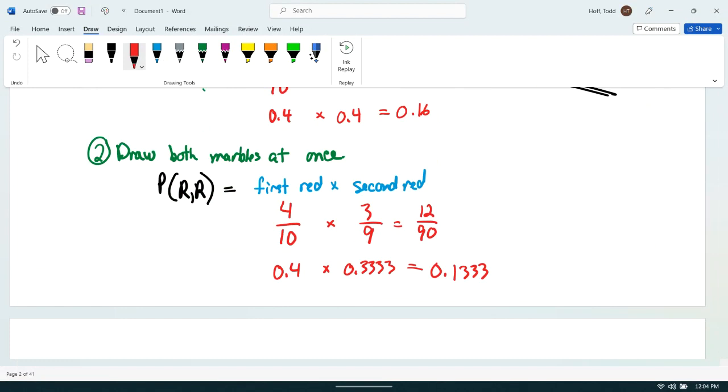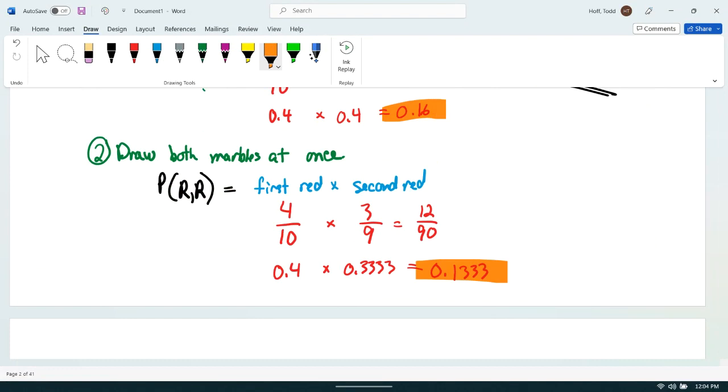So notice it's a significantly different probability. With replacement, it was 0.16. Without replacement, it drops to 0.1333. Well, that's because this was a small population. There's only 10 marbles in the box. Only 4 of them were red. So taking one of them out before we drew the second one drastically decreased the number to choose from.